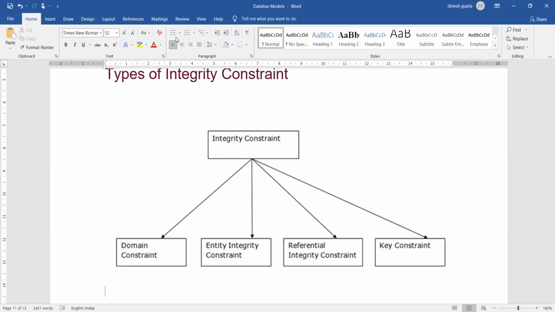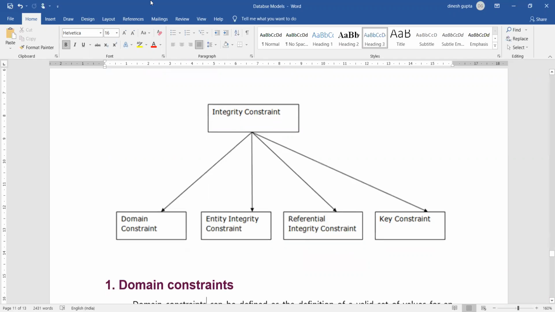Entity integrity constraint is related to the entity that we are talking about. Referential is related to the primary foreign key relationship. What are the constraints there? And the key constraint refers to the primary key, for which we cannot have a certain kind of relaxations, like you cannot leave an entry null or you cannot have a duplicate entry. So all these will be there. We are going to discuss these one by one with the help of an example.